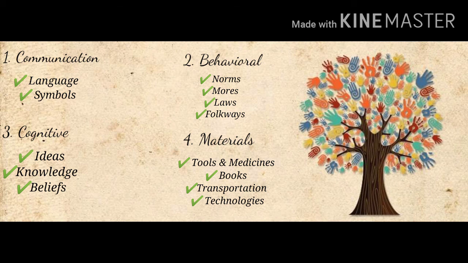The third component is cognitive. Under cognitive, we have the ideas, knowledge, and beliefs. And the last component is the materials. Under materials, we have tools and medicines, books, transportation, and technologies.